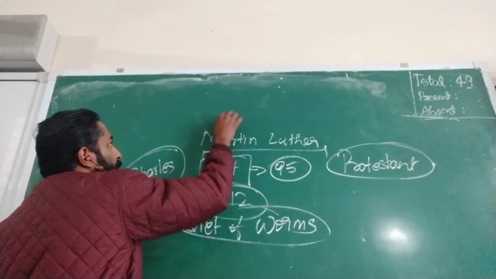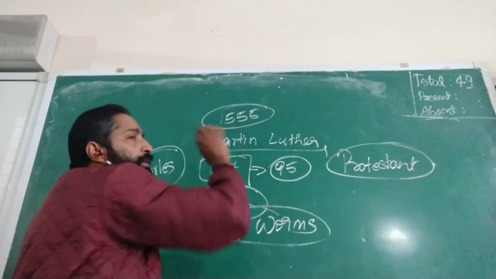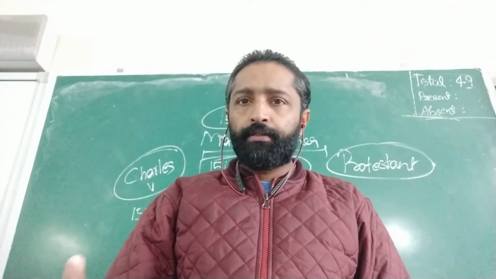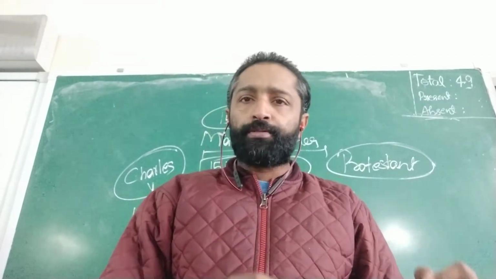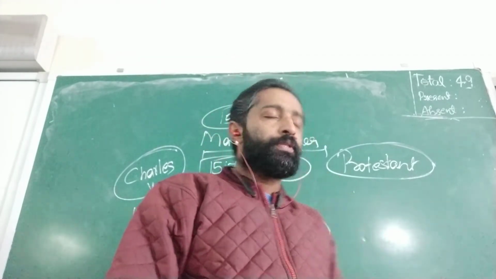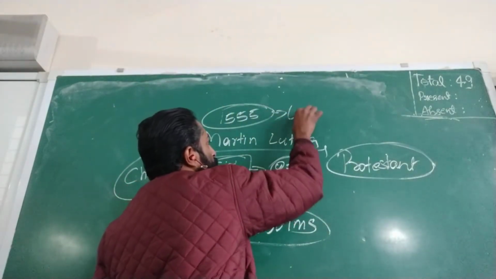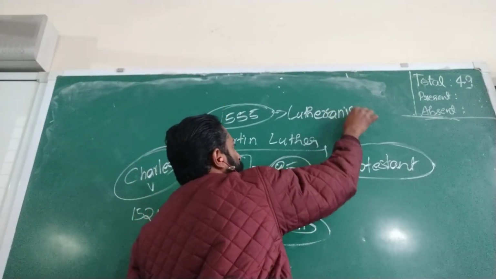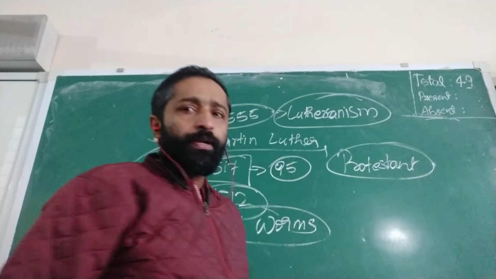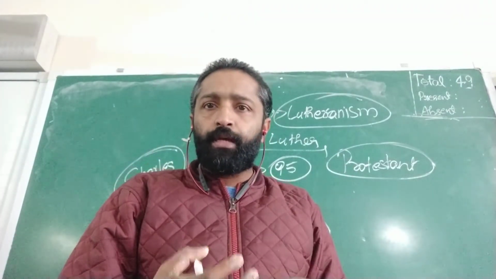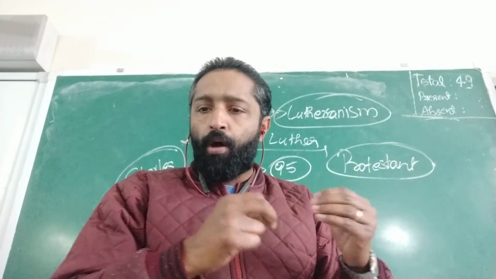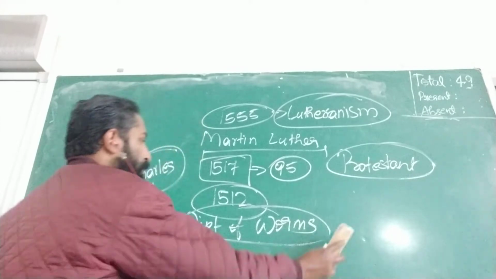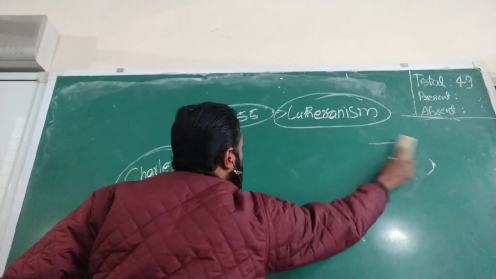And in 1555, there was something called Lutheranism, which became a legal form of Christianity, known as the Peace of Augsburg. Okay, Lutheranism, 1555. It is a legal form of Christianity, also known as the Peace of Augsburg. And there was a treaty signed between two important parties. That is what we are going to learn now.